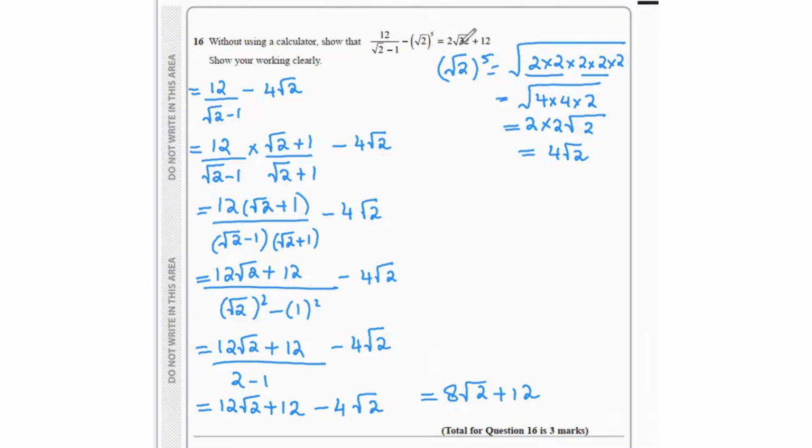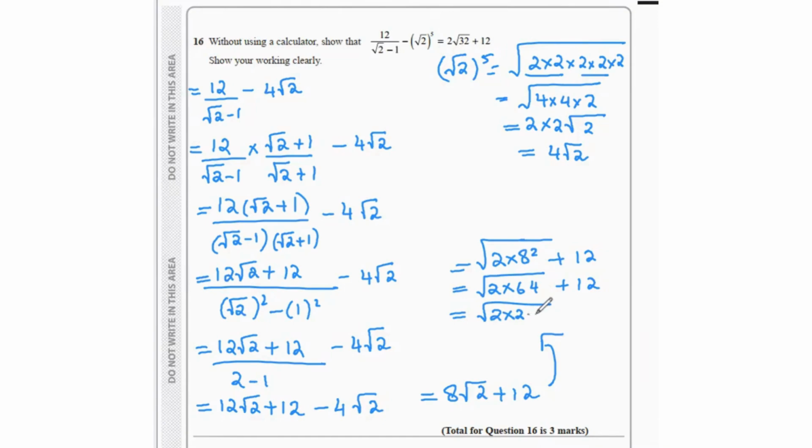Now they want the answer as 2 root 32 plus 12, which means we bring back the 8 inside the root. So 2 times 8 square plus 12. So 8 square is 64. They want 32 inside the root. So 64 is 32 times 2. So 2 times 2 times 32. Since 2 times 2 is 4, square root of 4 is 2. So the 2 comes outside, 32 is inside, and we have our final answer.